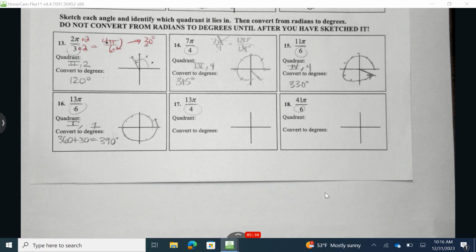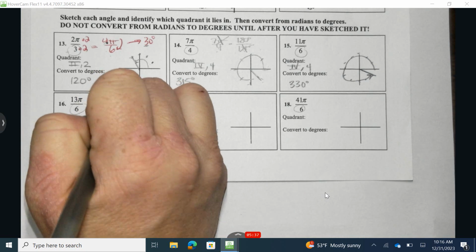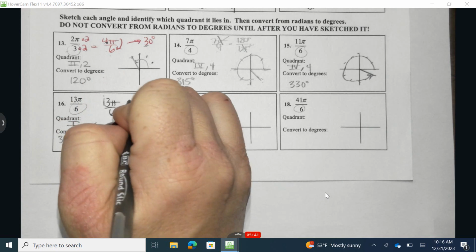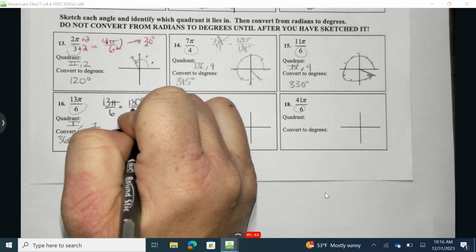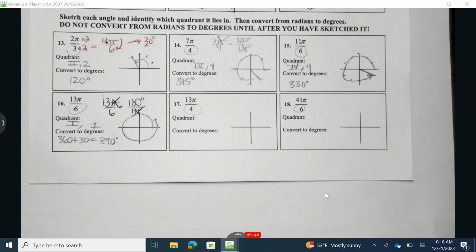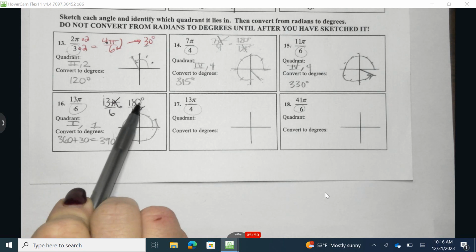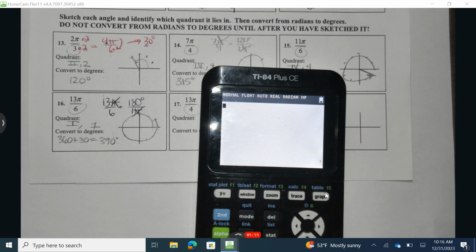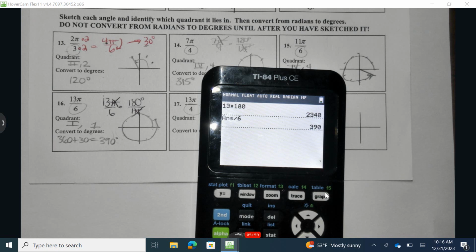Now, if you weren't comfortable doing that, remember you could always take the 13 pi over 6, and when we convert from radians to degrees, we're going to multiply by 180 degrees over 1 pi. The pi's, again, you may think they've disappeared. They really reduced down to 1. I'm going to take 13 times 180 and divide it by 6. Now my calculator isn't glaring. This is wonderful. I'm going to take 13 times 180 and divide it by 6. I end up with 390 degrees.